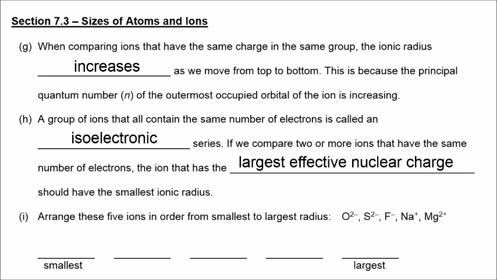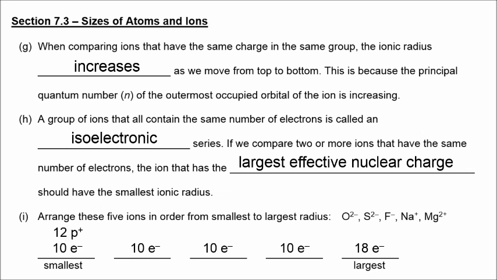So to arrange these 5 ions from smallest to largest, first we have to decide if they have the same number of electrons. And these are 5 ions, 4 of which are isoelectronic. So 4 of these ions all have 10 electrons, but one of them has 18 electrons. So the 18 electron ion should be larger than any of the 10 electron ions. All right, let's find out who has the largest effective nuclear charge. Which one has the most protons in that set of 10 electron ions?